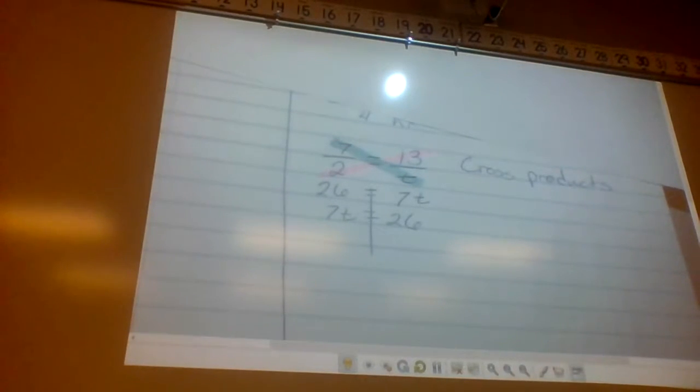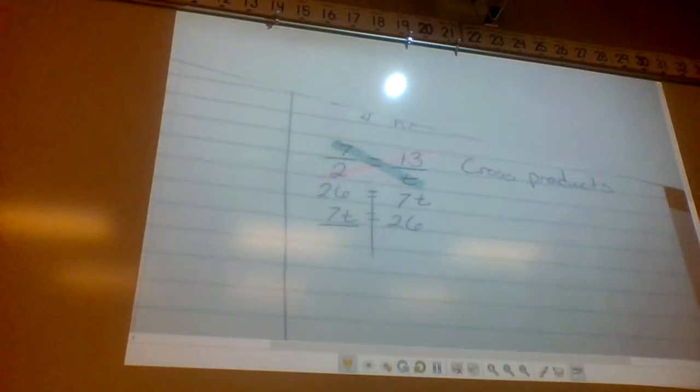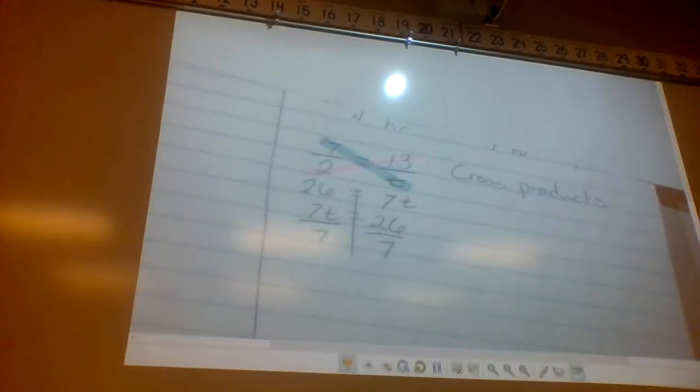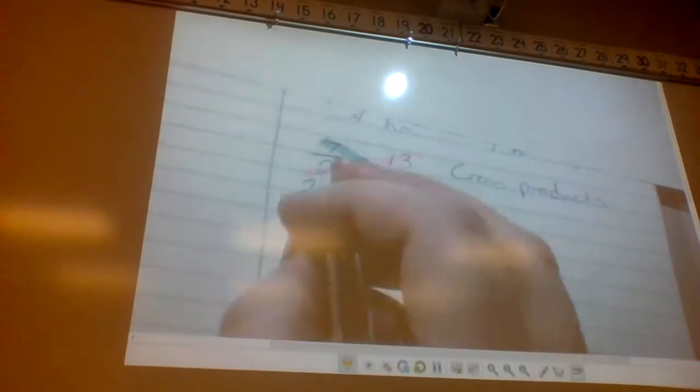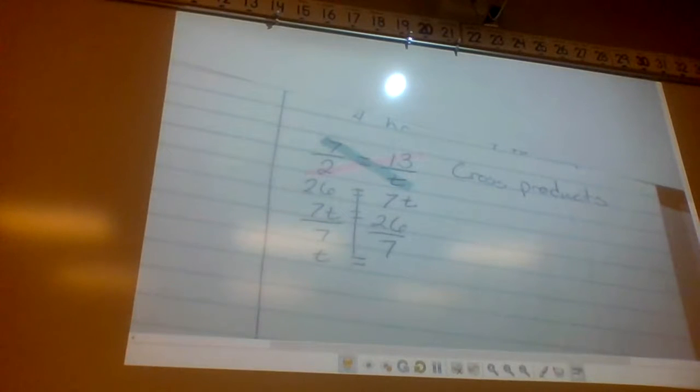Where's your variable? Where's your variable? On the left. What operation do you see? What's the inverse of multiplication? What are we going to divide by? So when we divide, we have t equals 26 divided by 7.